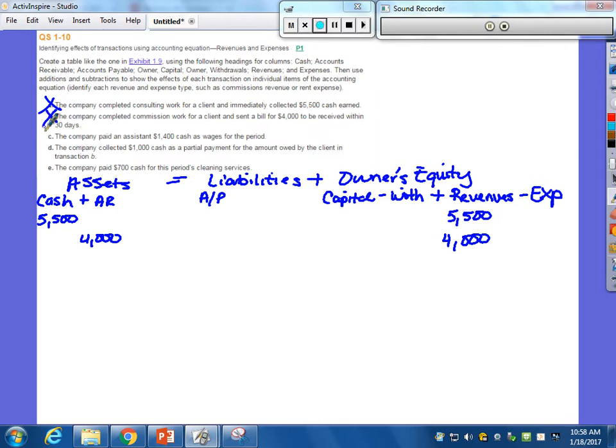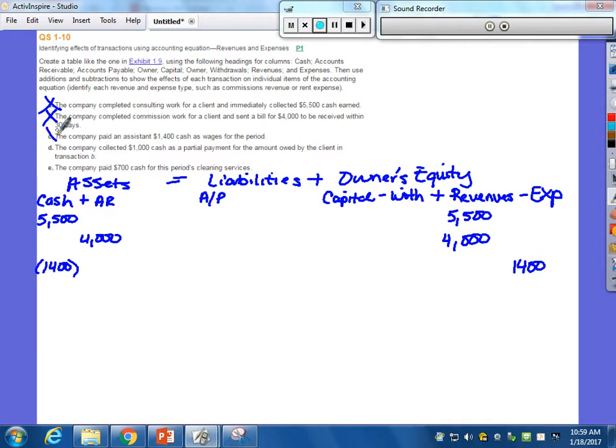Letter C, the company paid an assistant $1,400 cash as wages for the period. What two accounts are affected here? Cash and expenses. So cash increases or decreases? Decreases by 1,400. And expenses increase or decrease? Increase by 1,400.